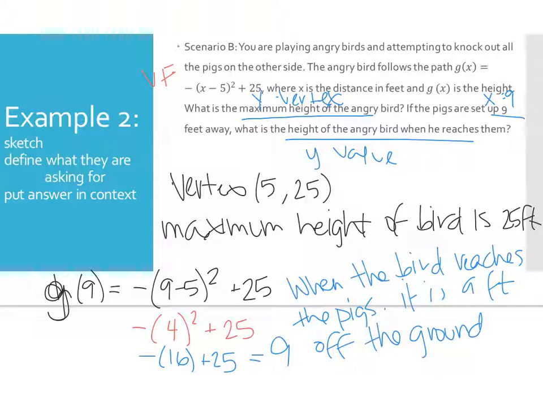So again, I should have drawn a picture first. So the Angry Bird is here. He's getting shot into the pigs, which are somewhere over here. We say that the pigs are set up 9 feet away. It's a terrible pig. So again, they want to know the maximum height, so that's the vertex. They want to know how high they are when they hit the pigs, which is 9 feet from when they were launched. So those are all the different points we were finding.